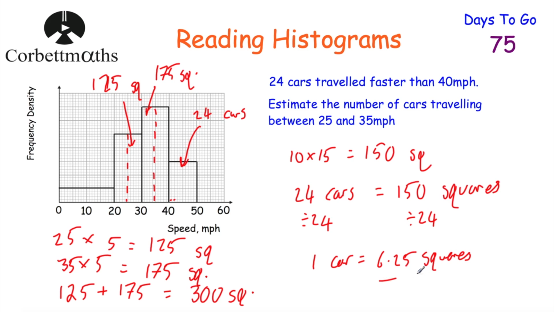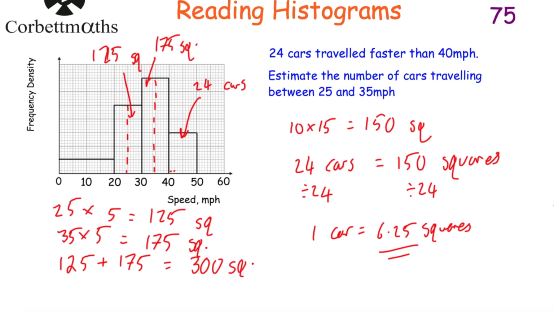And we know that one car is 6.25 squares. So if we take the 300 and divide that by 6.25, 300 divided by 6.25 is equal to 48. So our estimate would be 48. This is the approach that I would sometimes use in these questions, and I highly recommend going to the Corbettmaths practice questions and having a look at some questions like this.